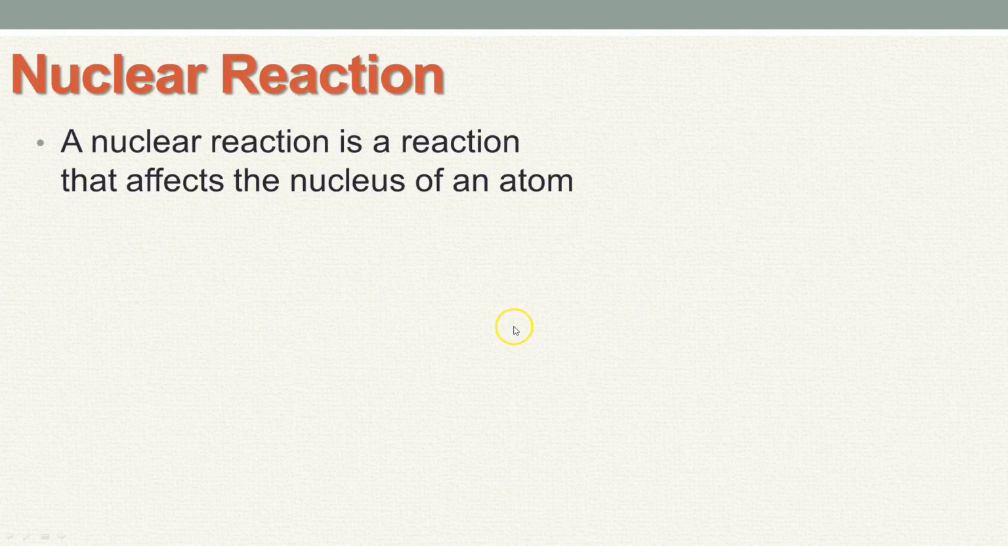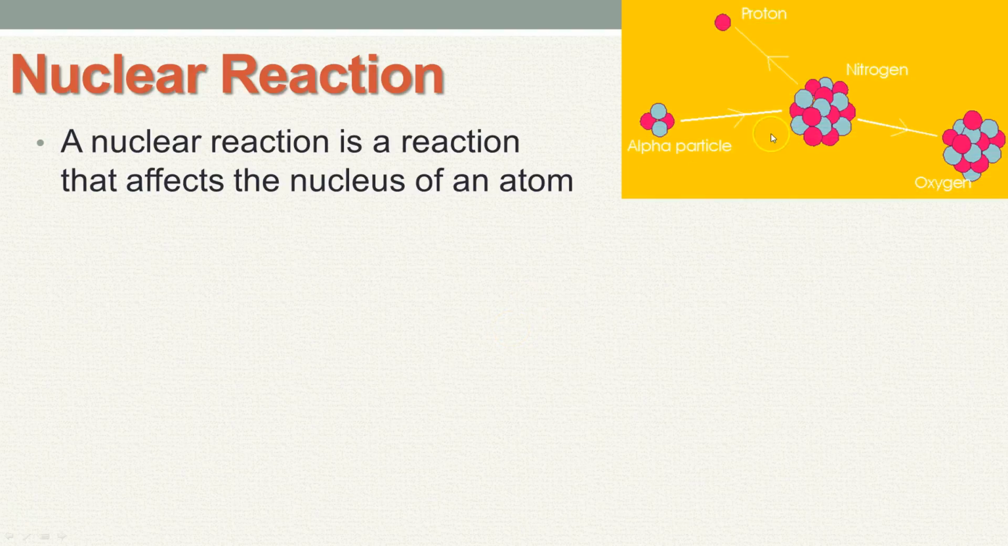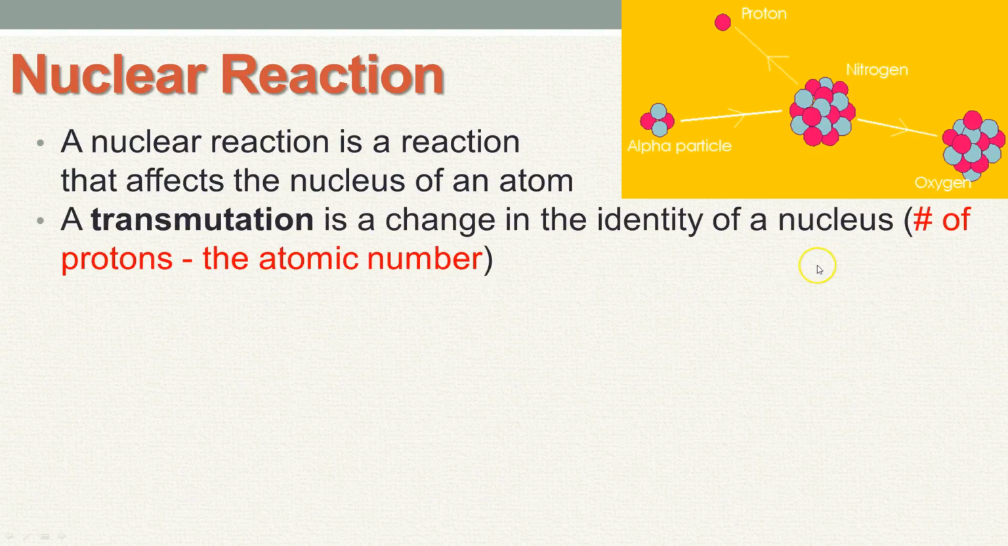A nuclear reaction is a reaction that affects the nucleus of an atom. So here we have the nucleus of an atom. An alpha particle is going to hit it, a proton spits off, and oxygen comes out. So we start with one element and we are changing that into a different one. That's a nuclear reaction. No real chemistry took place. Electrons didn't switch, but the protons definitely did.